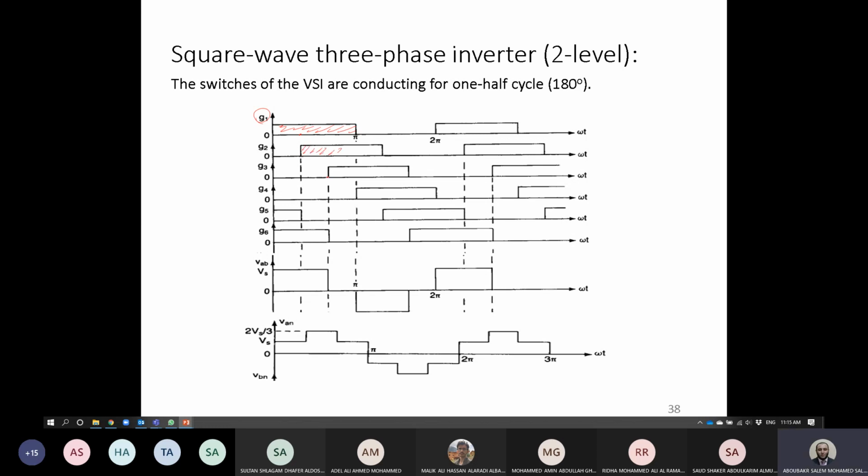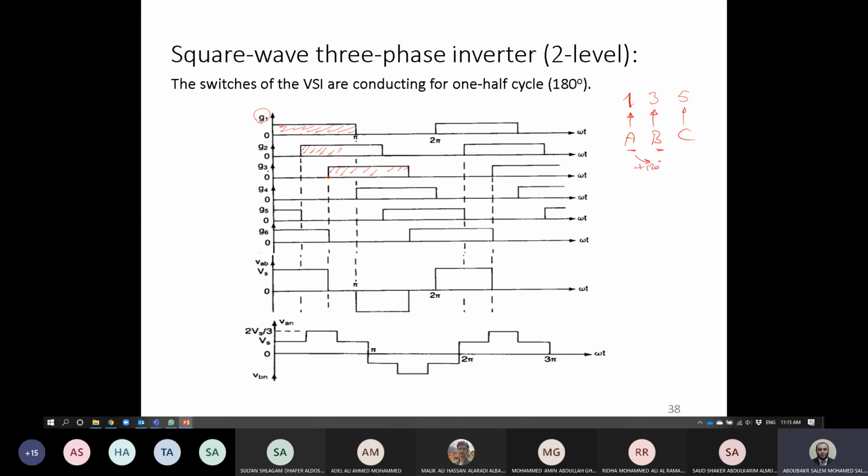Then at 2 pi over 3, we will start the third switch. We said the upper switches are 1, 3, 5. 1 will be responsible for phase A, 3 will be responsible for phase B, and 5 will be responsible for phase C. So in order to have a 120 degrees phase shift between the 3 phases, you have to start the phase B switch after phase A by 120 degrees.